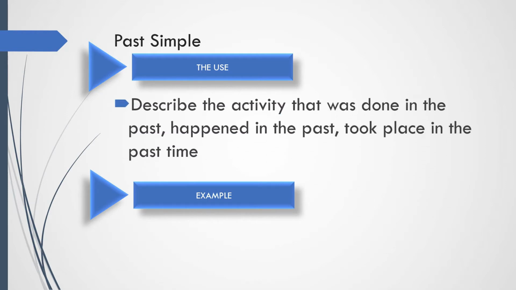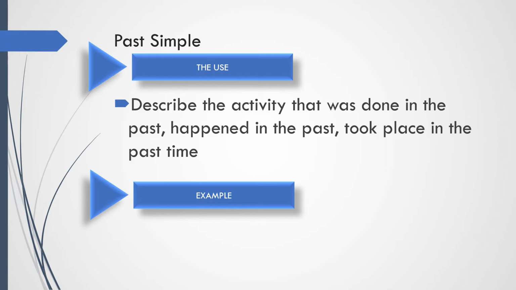Okay, now we check the use. Past simple is used to describe the activity that was done in the past. It happened in the past and it took place in the past time. So compared to the present simple, which talks about the activity that is done repeatedly, like the general truth or the knowledge, for the past simple we just focus on the activity that was done in the past, which also took place in the past time.